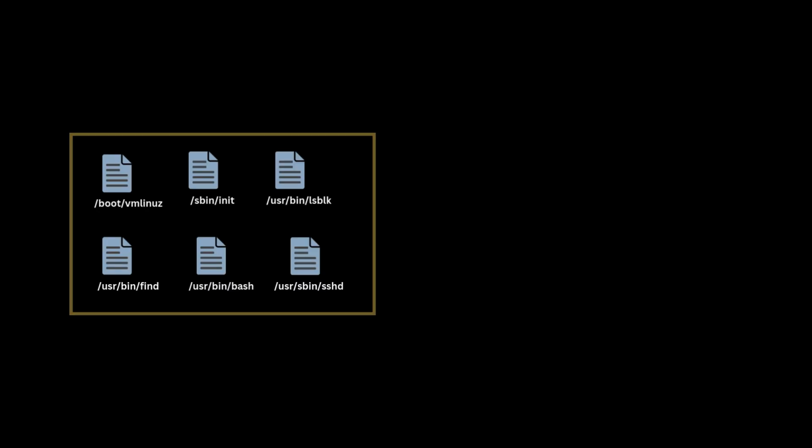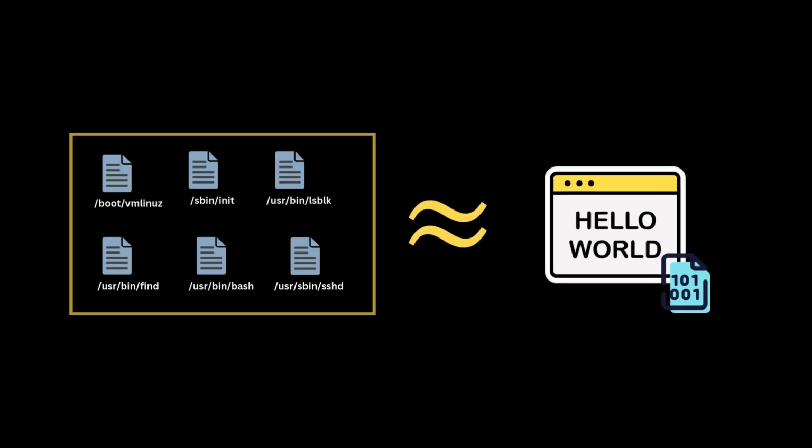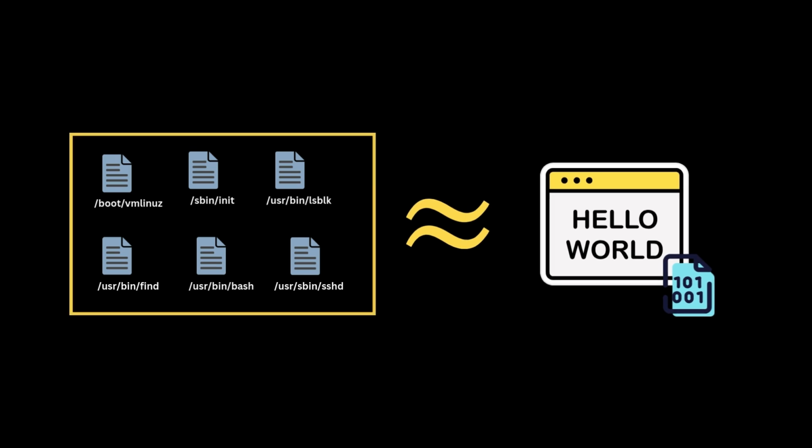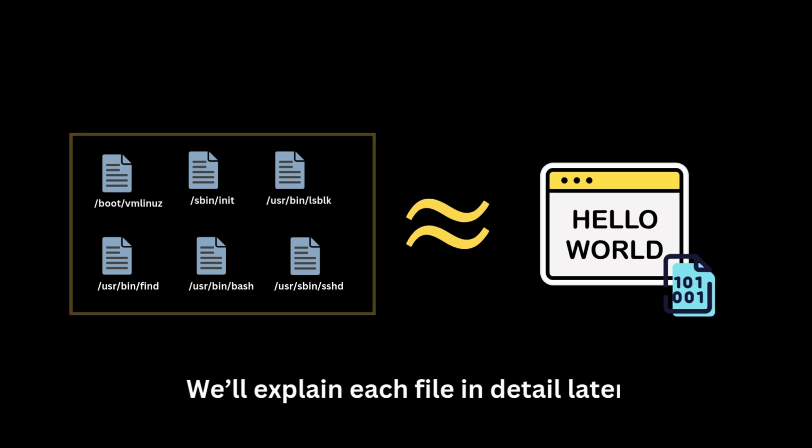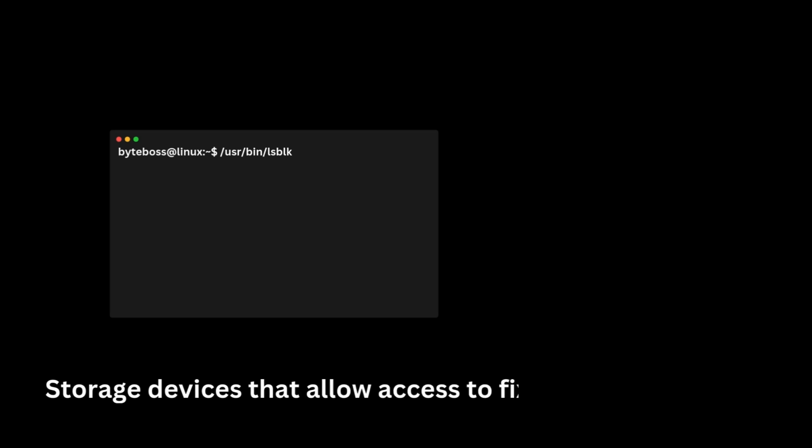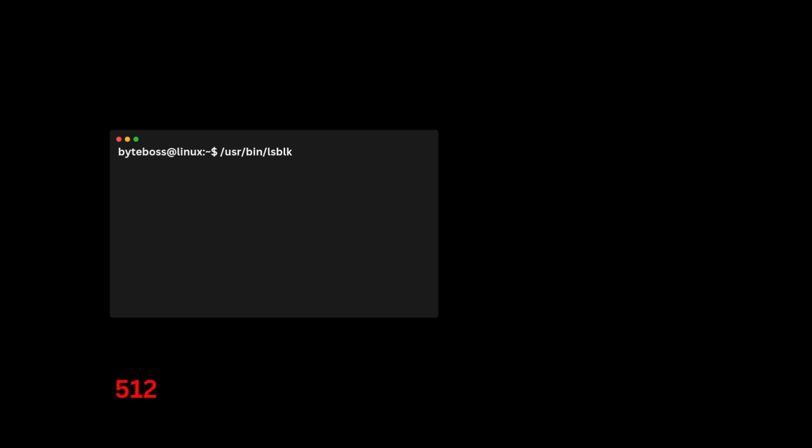The rest are binary files, similar to the Hello World binary we built earlier. We'll explain each file in detail later. Next, if you run the lsblk command to list all the block devices, which are storage devices that allow access to fixed-size data blocks, typically 512 bytes or more, it will display one device with 2 partitions, sda1 and sda2.